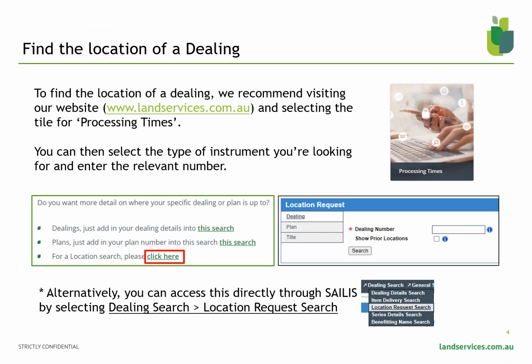To find the location of a dealing, we recommend visiting our corporate website at landservices.com.au and selecting the tile on the home page called Processing Times. This will lead you to a screen called Location Request, where you can enter the relevant instrument number. For this example, we will be looking at a dealing number rather than a plan number. Once you've entered your information, click Search. Alternatively, you can access this function directly through SAILIS via the Dealing Search menu and then selecting Location Request Search.